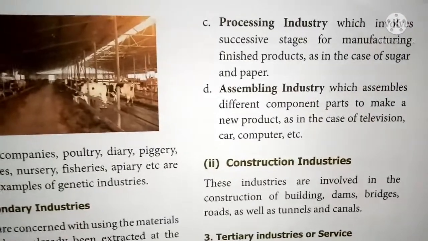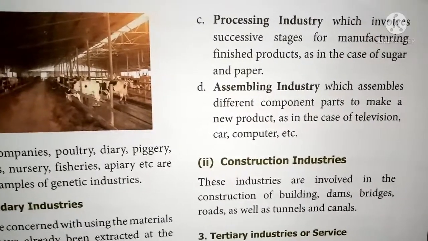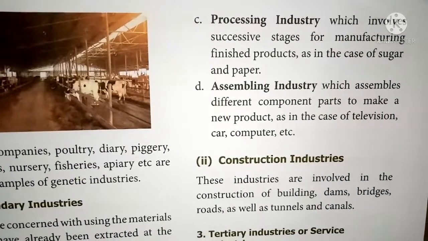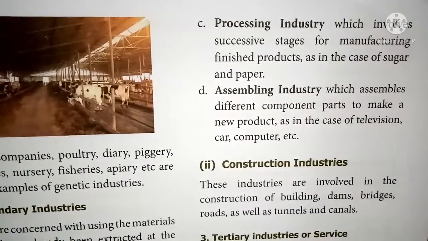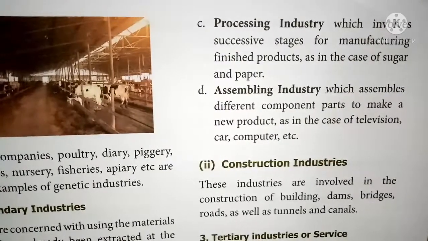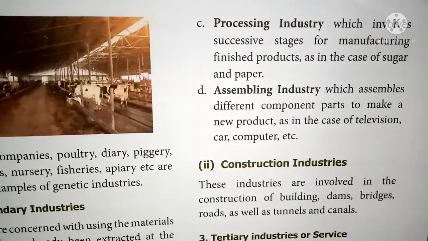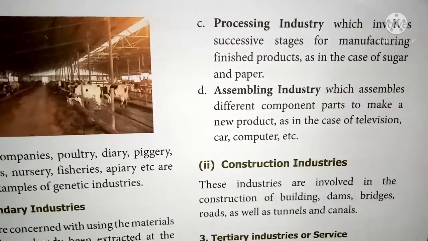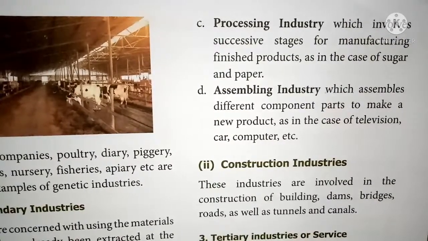Next, processing industry. Processing industries include successive stages for manufacturing a finished product, as in the case of sugar and paper. Processing industry involves different successive stages for manufacturing finished products. That type of industry is called process industries. One finished product comes out through different processes.